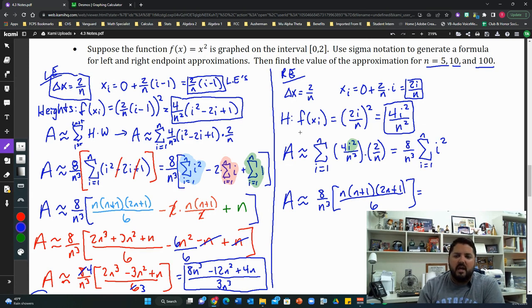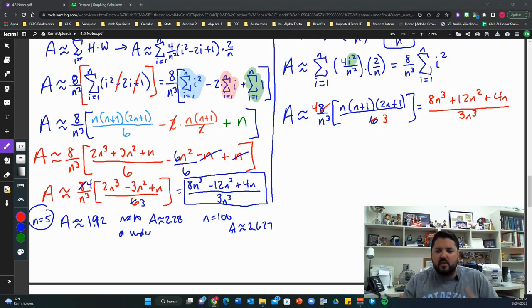So I'm going to go ahead and distribute my 8 over n cubed. Or actually, let's reduce this back down, 4 over 3 again. So I'm going to go ahead and just multiply this final result out. So what I end up with is 8n cubed plus 12n squared, and then plus 4n, all over 3n cubed. Okay? So now we have our expression to evaluate the area for the right endpoints.